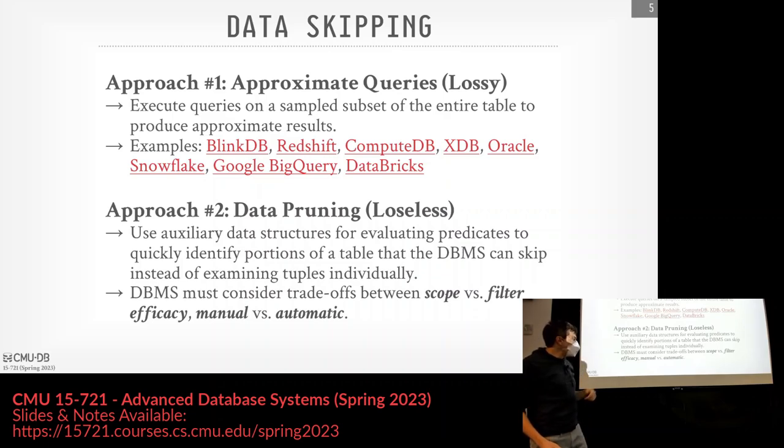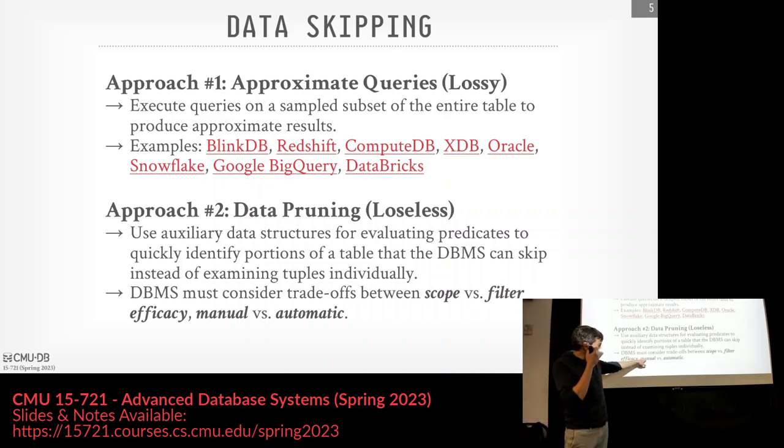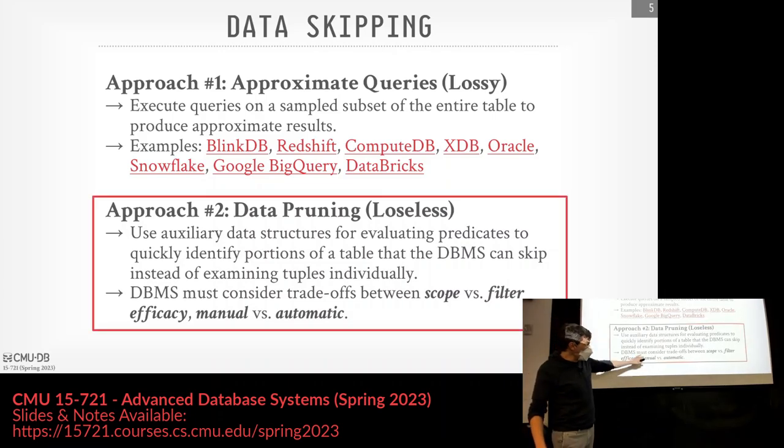The other issue is whether it's going to be manual or automatic. For most of the approaches we'll see, zone maps in particular, these are going to be automatic. The DBMS just does it. For bitmap indexes, these are things you have to define, and in some cases you have to define what the ranges are. So in this class, we're only focusing on this.